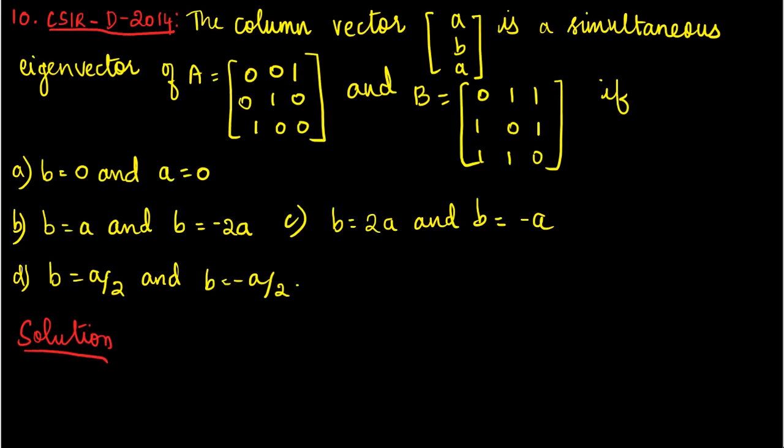Here the column vector is given, and which is the eigenvector of this A and B. If so, when does this particular vector become an eigenvector of A and B as well? So we have to find which condition helps it to become an eigenvector.